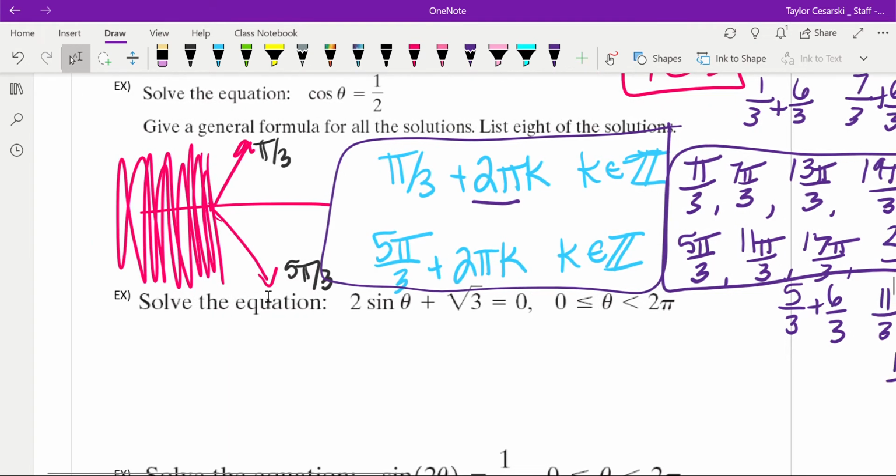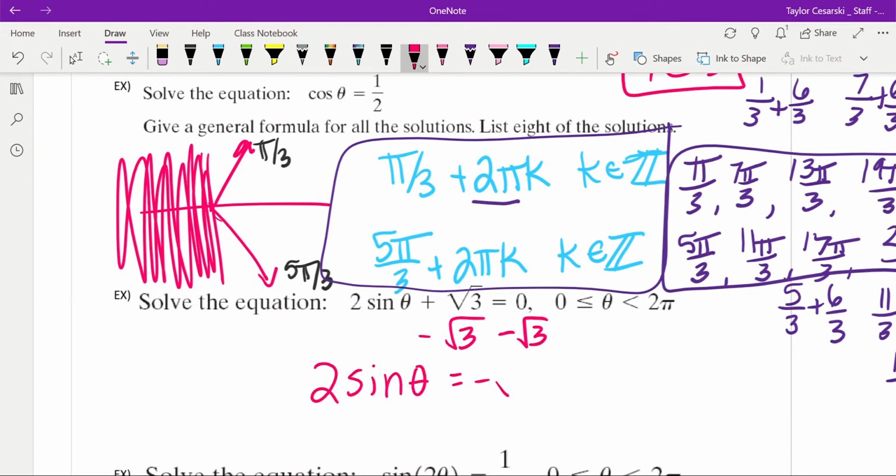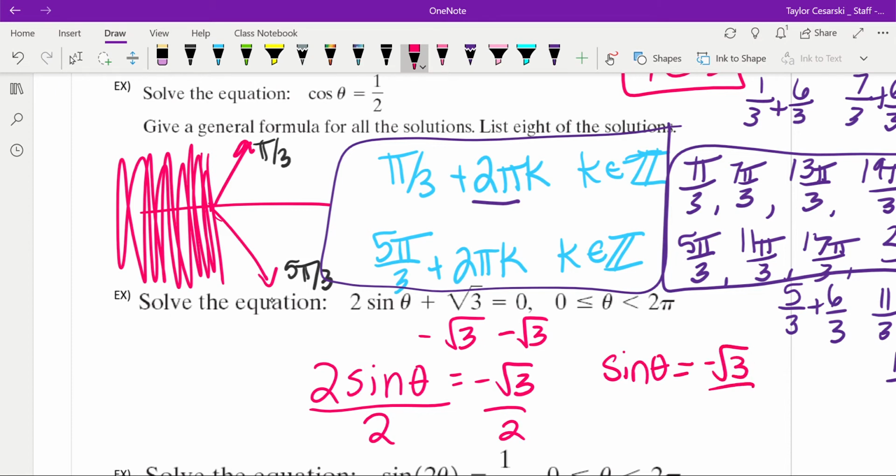Alright, next one we have a little bit more complicated equation where we have to actually do a little bit of algebra. So 2 sine of theta plus square root of 3. So the first thing I'm going to do is minus square root of 3 from both sides. So 2 sine of theta equals negative square root of 3. Then I'm going to divide by 2. So sine of theta equals negative square root of 3 over 2.